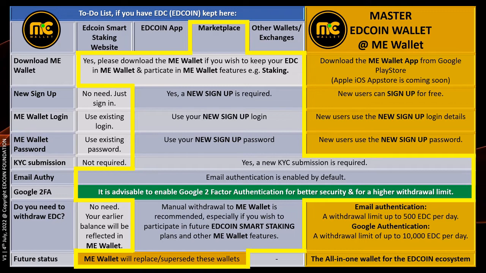After downloading the Me Wallet app from Google Play Store, you will need to perform a new sign-up. You will need a new login username. You will need a new password. You need to submit your identification documents for the Know Your Customer verification. Please note that email authentication is required and enabled by default. It is advisable to enable Google two-factor authentication for better security and for a higher withdrawal limit.